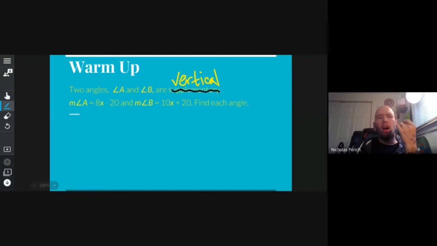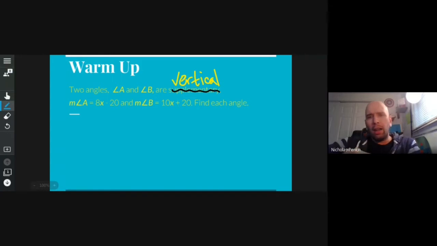All right. Two angles, A and B, are vertical. The measure of angle A is that. The measure of angle B is that. Vertical means they're angles that are across from each other, which means they're equal. So get some scrap paper or your notes, and in about 30 seconds or a minute, if they're equal, then you know what to do.